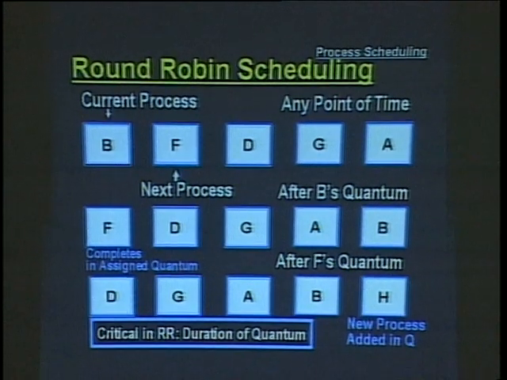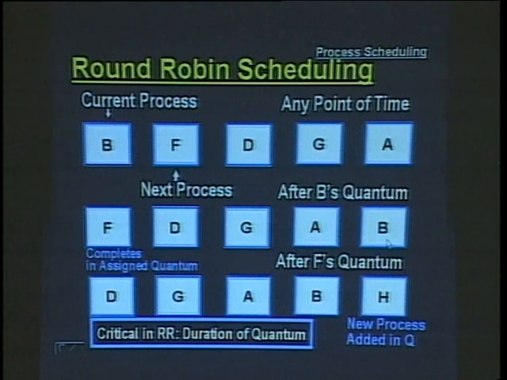In this diagram we see there are 5 processes: process B, F, D, G, A. At any point of time all these processes are in the system memory, and let us assume B is the current process. After B takes its share of the quantum, the next process is F. After B's quantum, the situation becomes like this. Now, F is the current process, and B after taking its turn goes to the back of the queue after B's quantum is over.